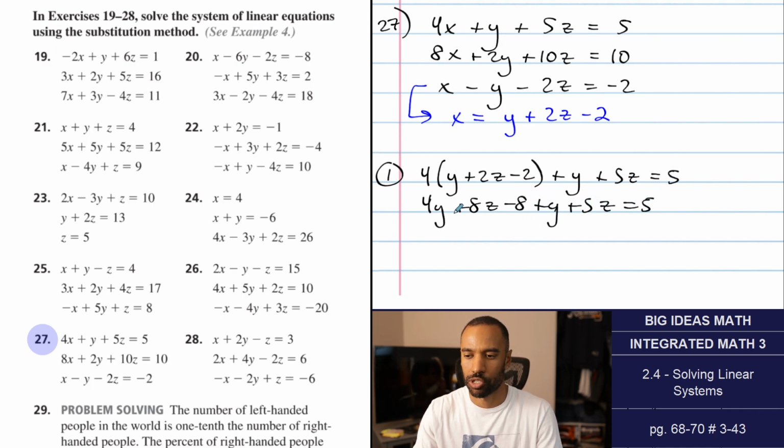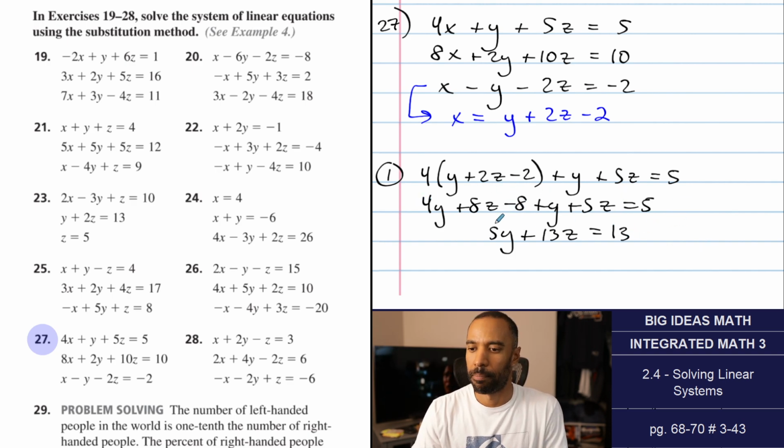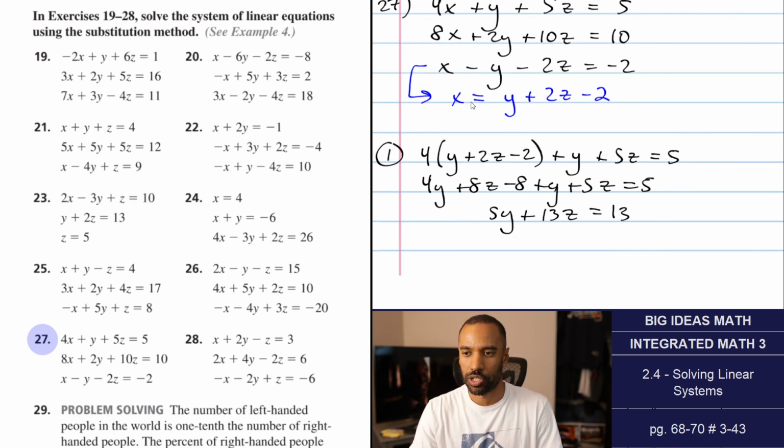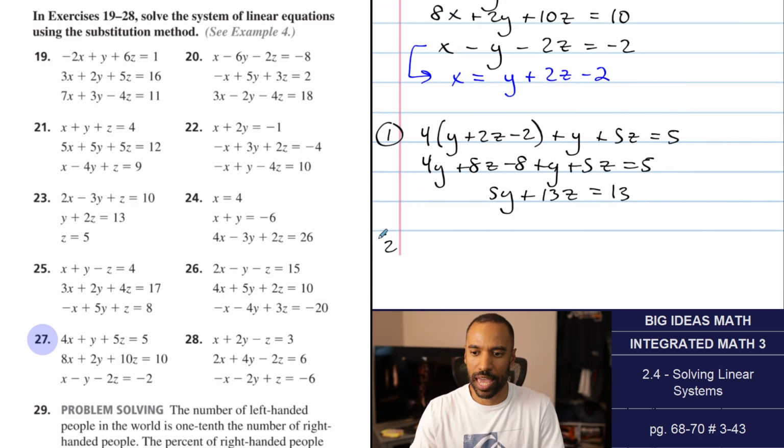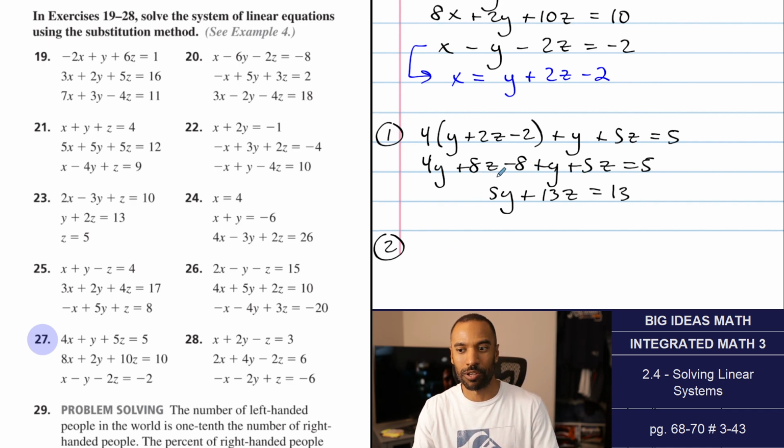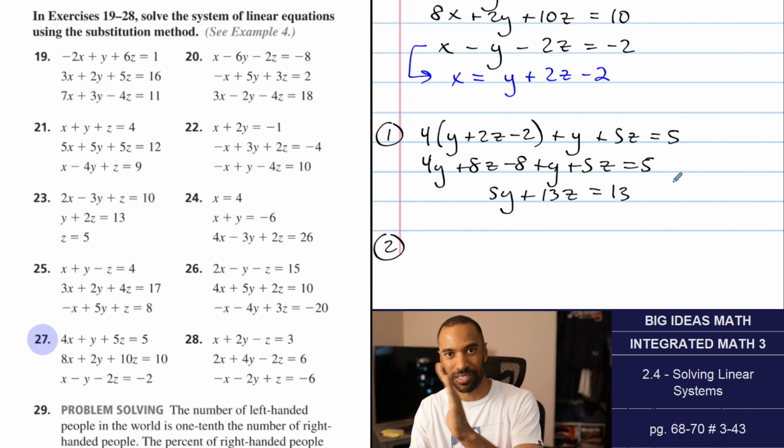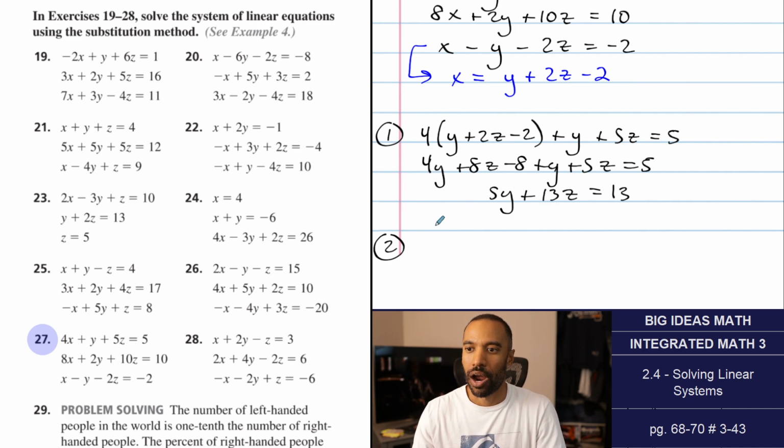Okay, I'll solve in silence here. Okay. So I combined the y's, combined the z's, added 8 over. Now in the next equation, equation number 2, I'm going to do the same thing. Everything's twice as big as this equation though, so I expect to get 10y plus 26z equals 26, just so you know. All right, so 8 is going to distribute into y plus 2z minus 2.